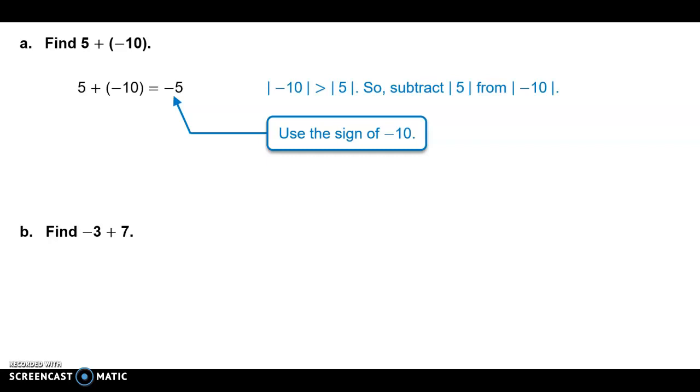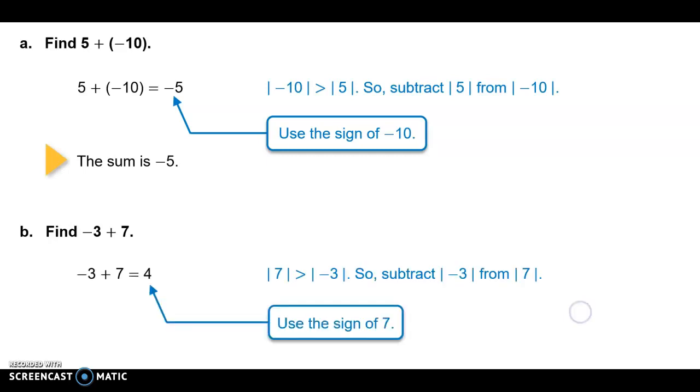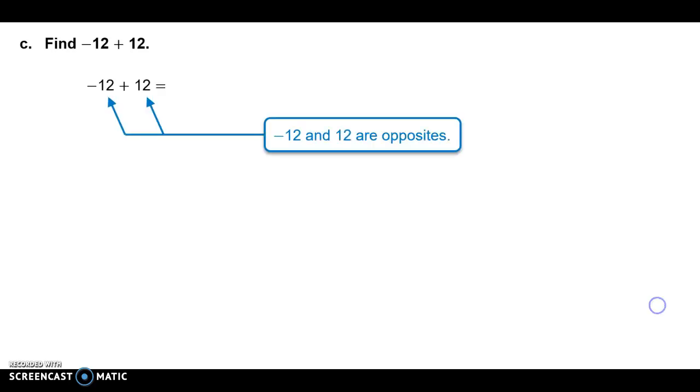The next one also has different signs, so you're going to subtract, and there's more positives. So you'll end up with positive 4. Alright, what's negative 12 plus 12? Okay, they have different signs, so you subtract. Since they are opposites, you get 0.